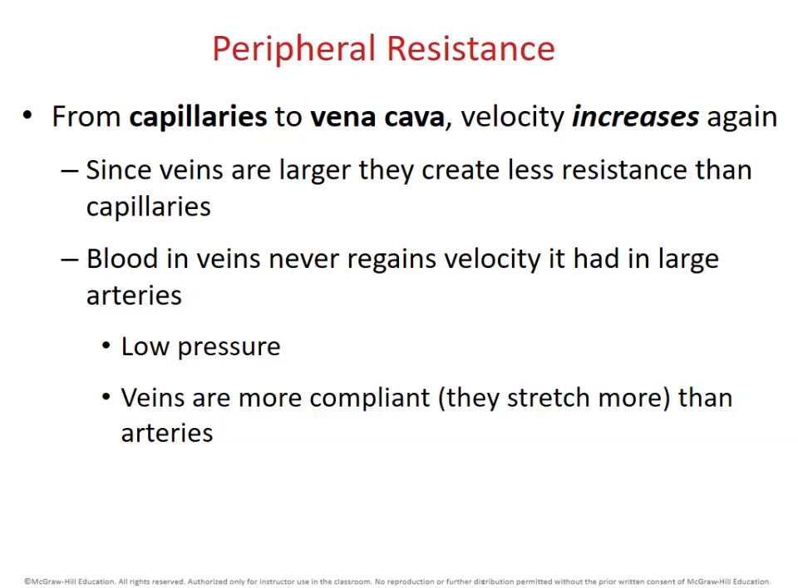But overall, veins are more compliant because they have a little more connective tissue. They're built for stretching more. And plus, they have the benefit of valves, don't they? Right.